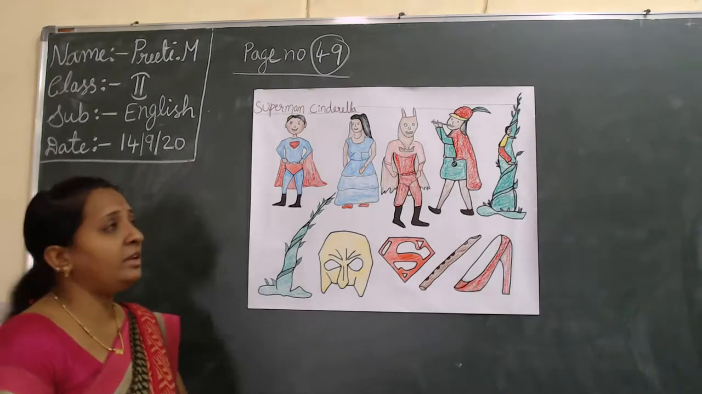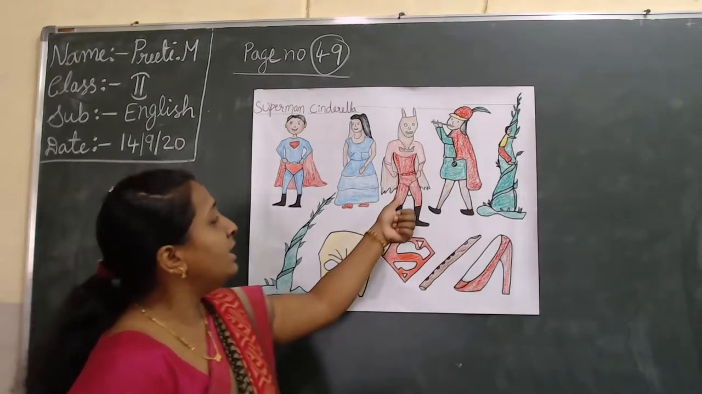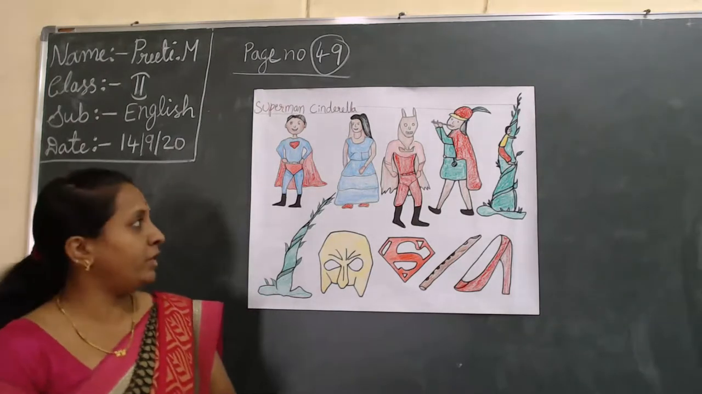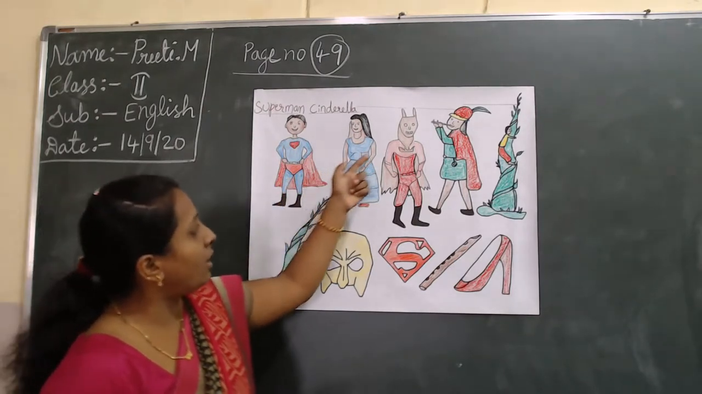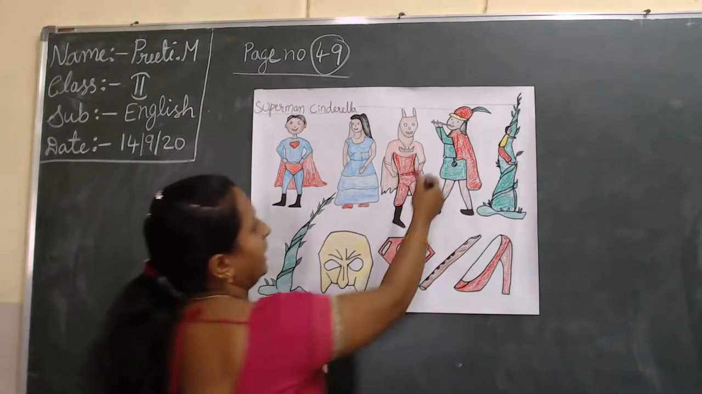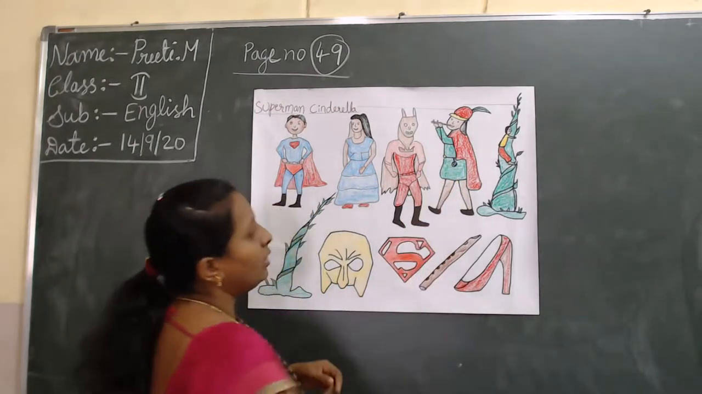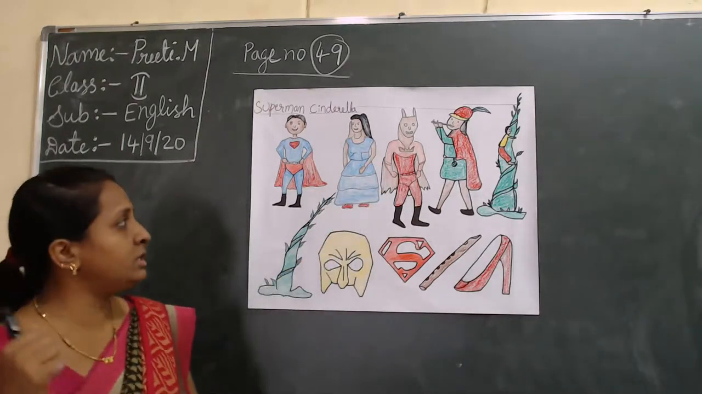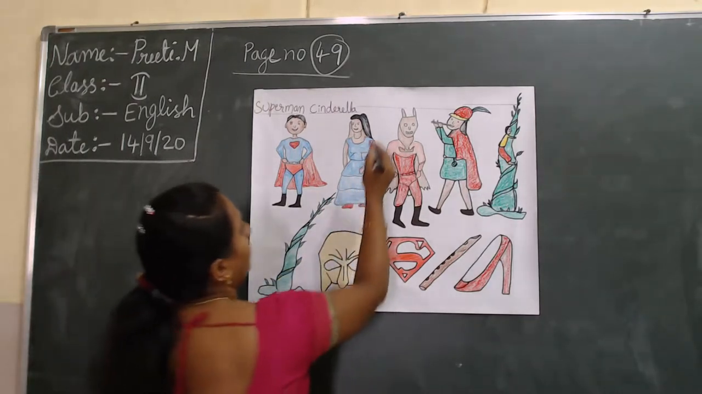And how is he? He is always wearing a mask on his face. And he is also having a cape. This is a cape. He is also wearing a cape on his back. He is Batman.